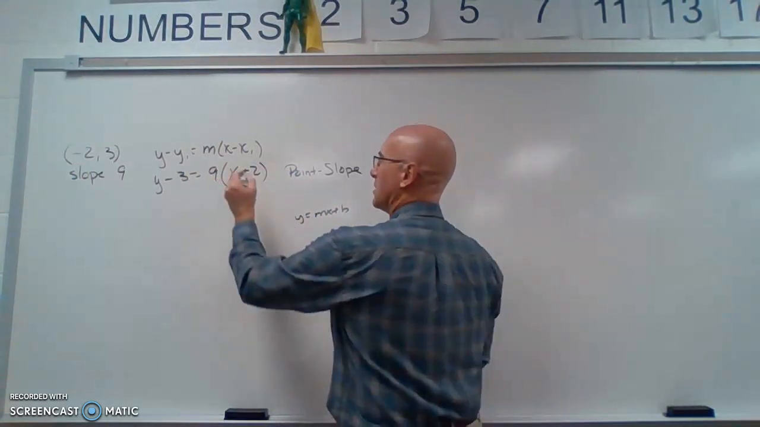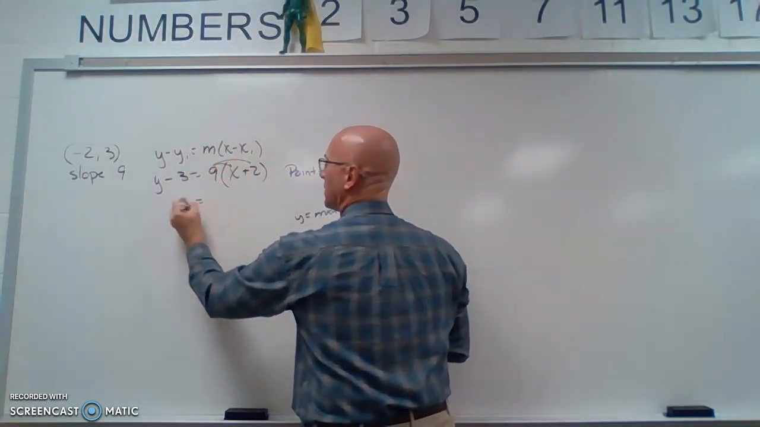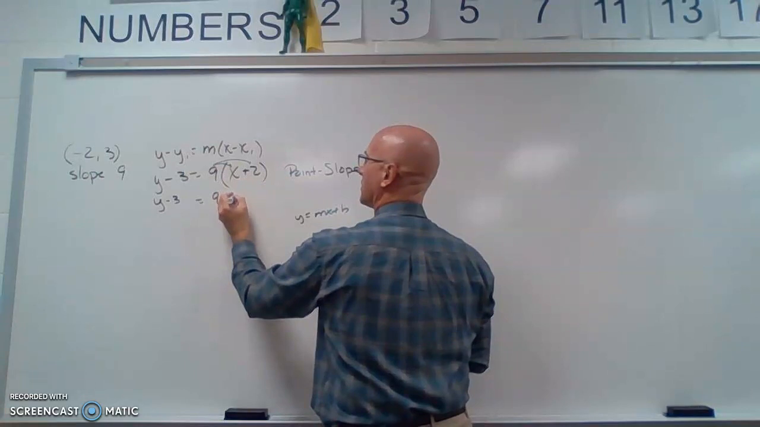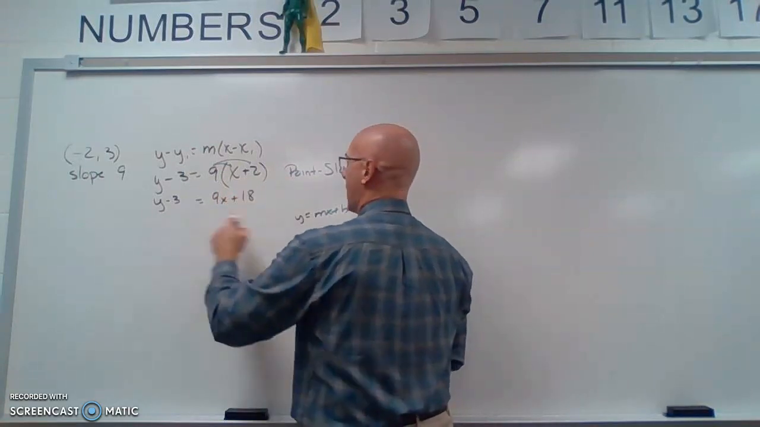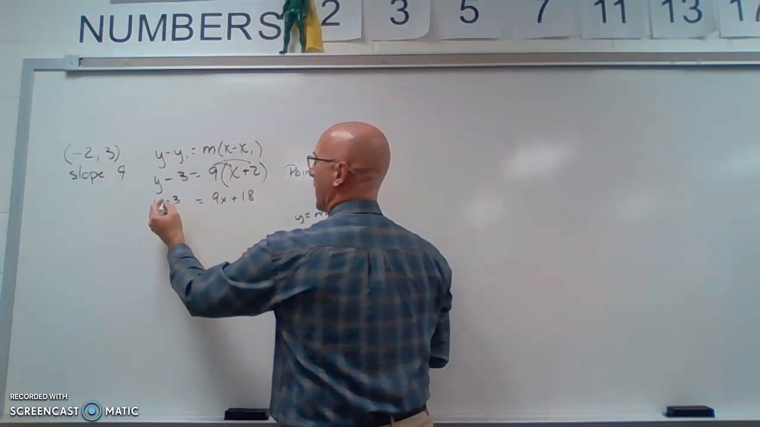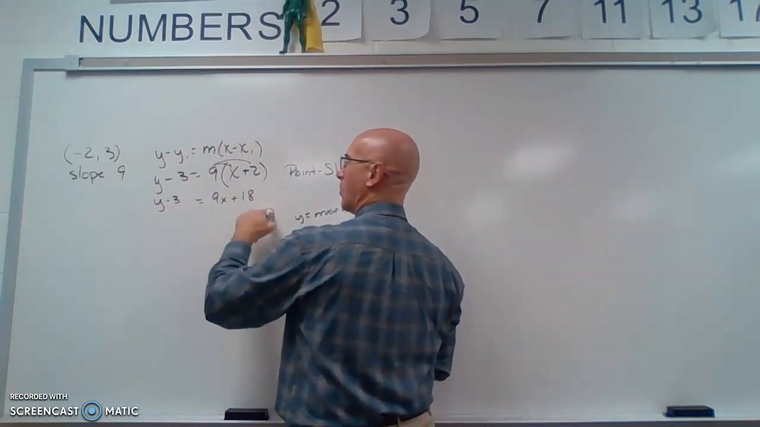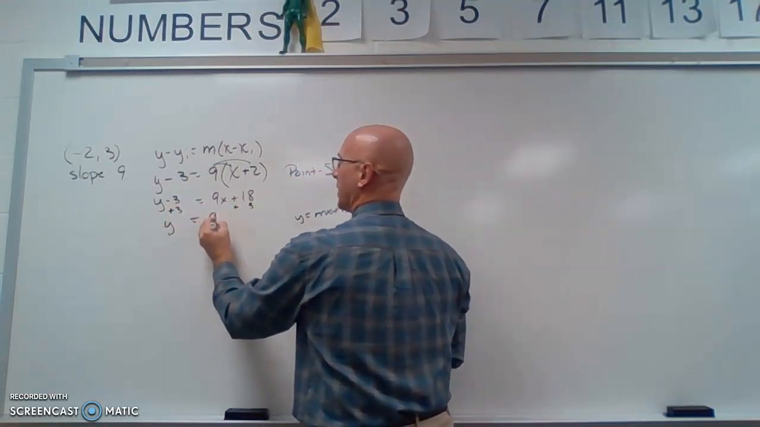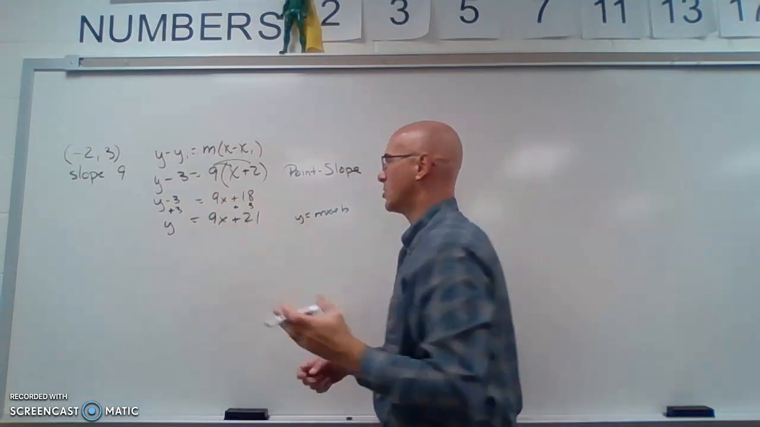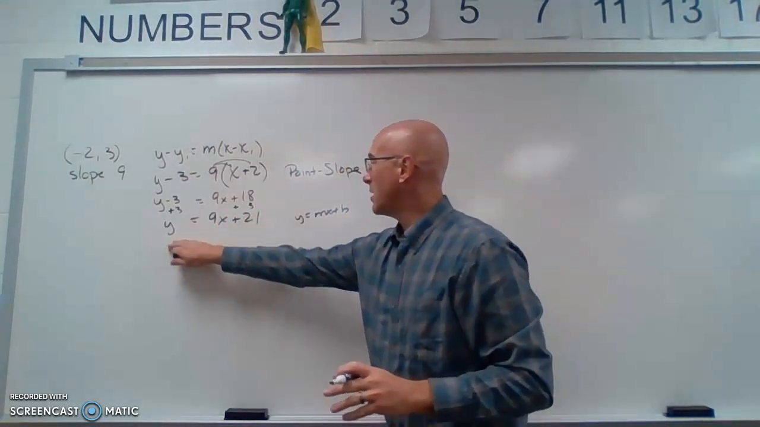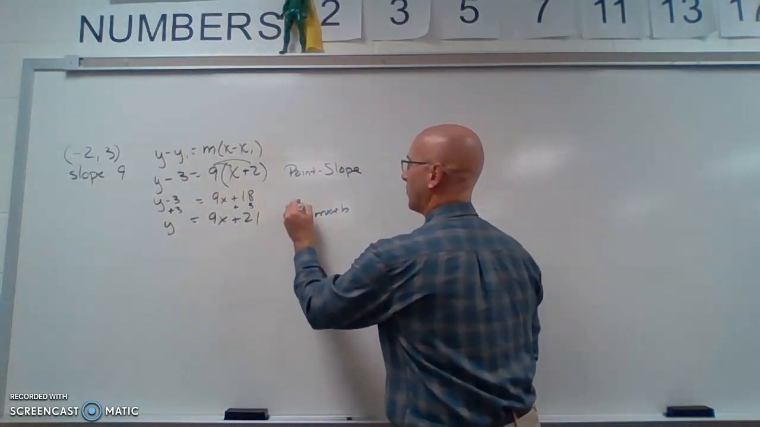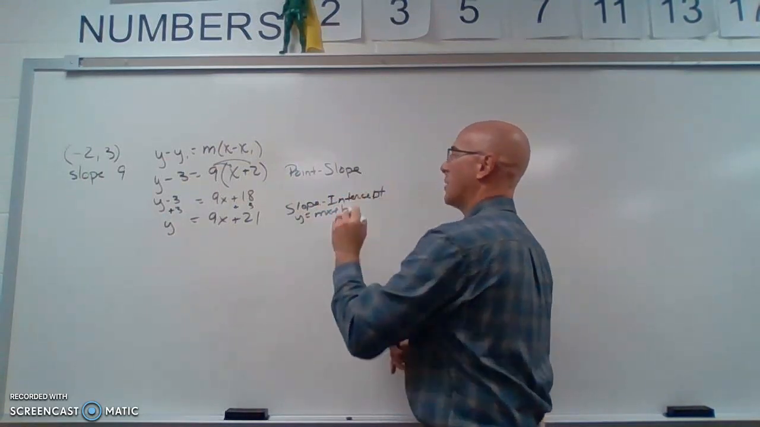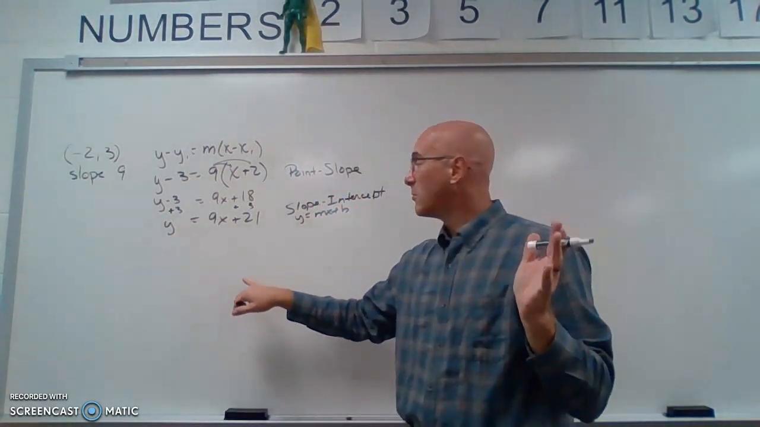So let's distribute this 9 into here. This y minus 3 stays the same. We get 9x, and then 9 times 2 is 18. Now we're going to isolate our y, so that means we have to bring everything that's not a y over to this side. So we're going to add 3 to both sides. So we get y equals 9x plus 21. So now here we are in slope-intercept form.